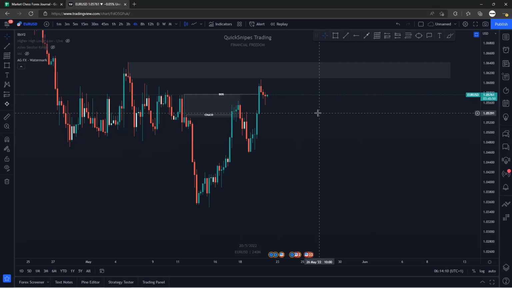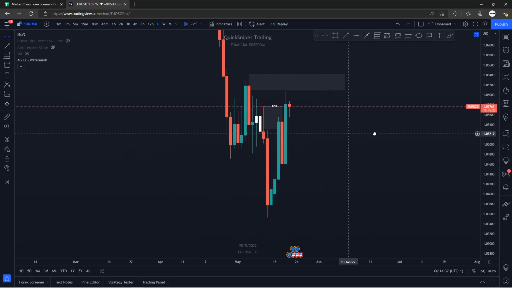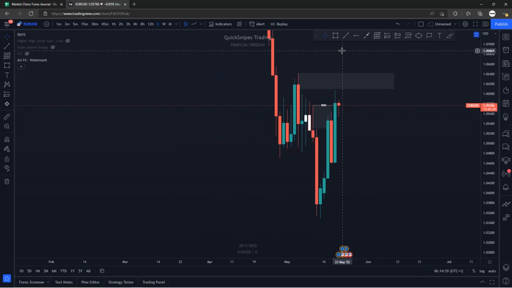So now, looking at it in more depth, you could consider that to be disregarded due to the fact that it's still in supply, so it hasn't actually changed character over there. But overall, it has changed character, causing a little break of structure. And the reaction to that daily supply we were talking about earlier over here failed because it reacted and broke through.